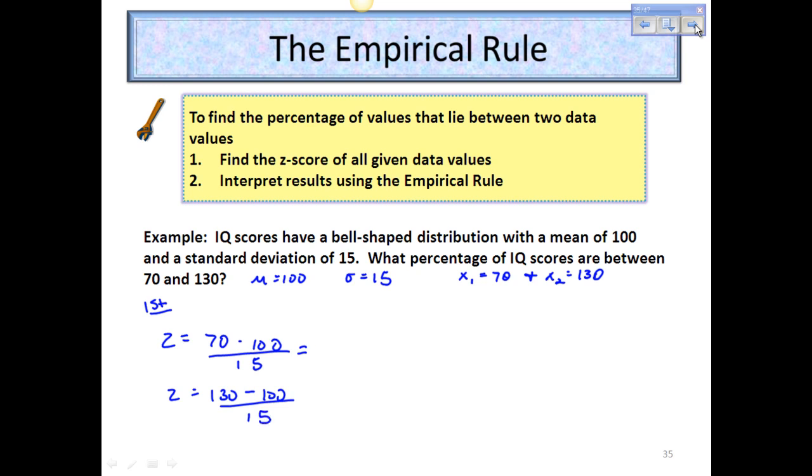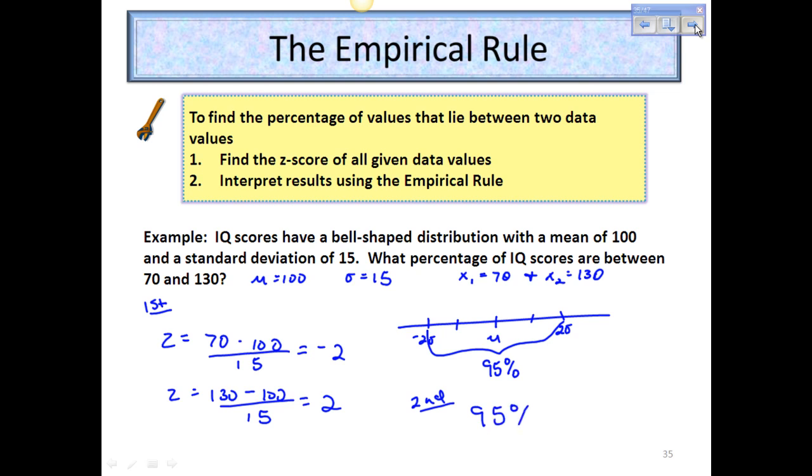So for the first one, we get a -2, and for the second one, we get 2. So that tells us, here's our mean, that we are at the -2 standard deviations and +2 standard deviations. Well, within one standard deviation, it was 68. Within two standard deviations, we have 95%. So our second step is to finish answering the question, what percentage of IQ scores are between 70 and 130? Well, 95% of IQ scores are between 70 and 130.